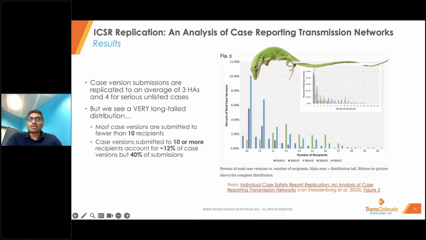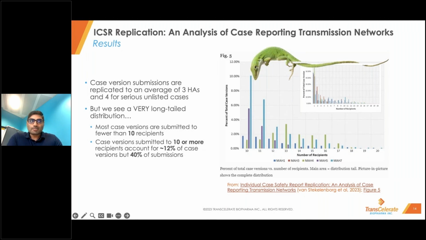Thank you, John, for providing us with an overview of replication. As a recap, replication is when an adverse event report resides in multiple different databases, which is different to duplication, which is when the same report is replicated multiple times within a single database.